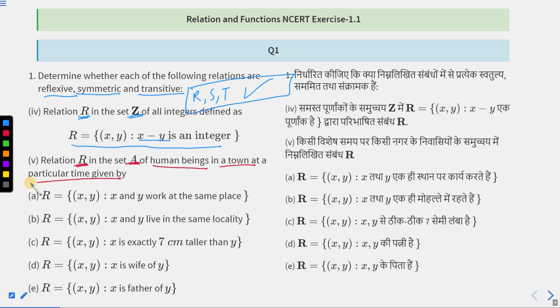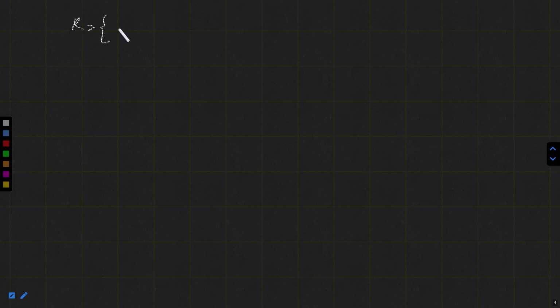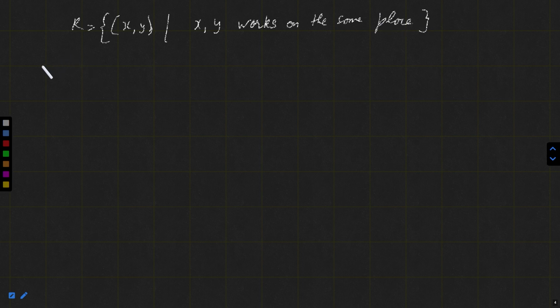Okay, the R over here, in the A part, is defined as the pair of people or human beings (X, Y) such that both the humans X and Y work at the same place. So is it reflexive? Let's see.